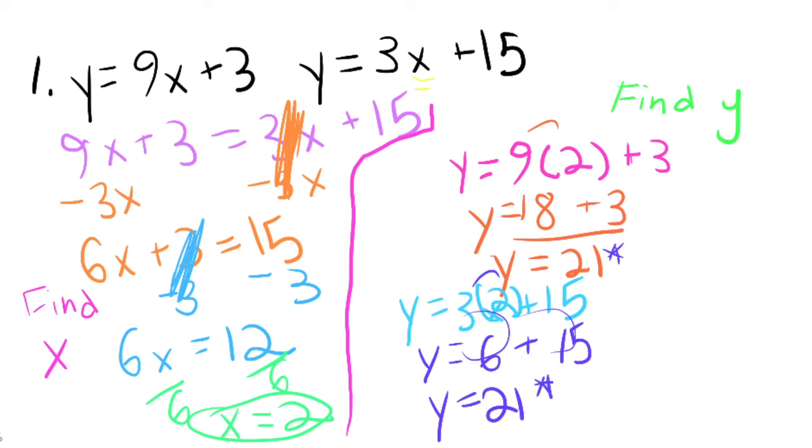Last thing I'm going to do is take the x and the y value and write out an ordered pair. So this ordered pair would be parentheses 2, 21.